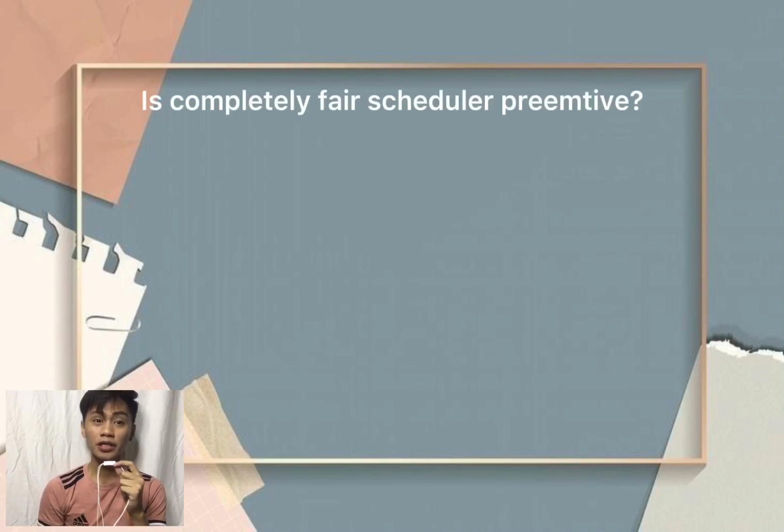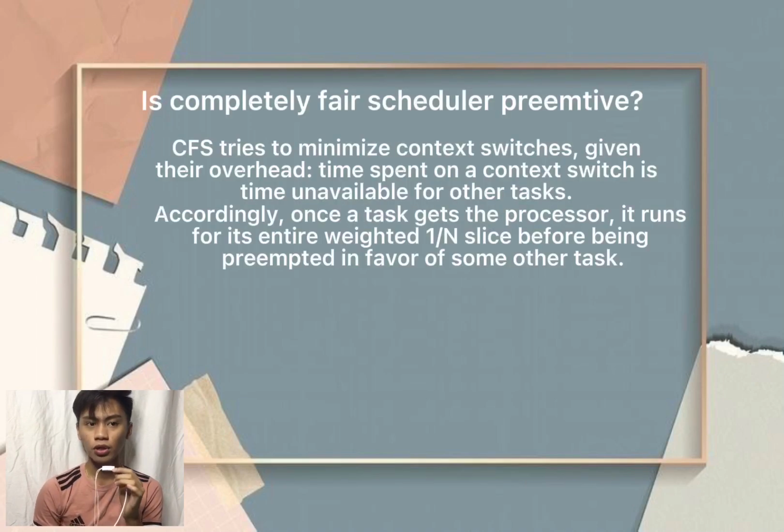Is the completely fair scheduler primitive? CFS tries to minimize context switches given their overhead: time spent on a context switch is time unavailable for other tasks. Accordingly, once a task gets the processor, it runs for its entire weighted 1/n slice before being preempted in favor of some other task.